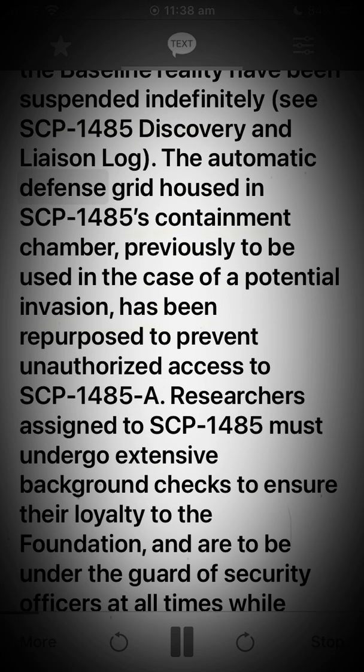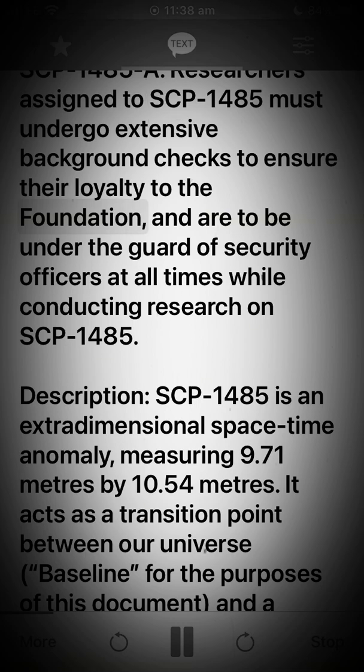The automatic defense grid housed in SCP-1485's containment chamber, previously to be used in the case of a potential invasion, has been repurposed to prevent unauthorized access to SCP-1485-A. Researchers assigned to SCP-1485 must undergo extensive background checks to ensure their loyalty to the Foundation, and are to be under the guard of security officers at all times while conducting research on SCP-1485.